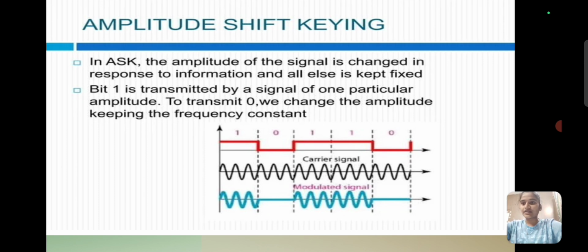Amplitude shift keying. This is nothing but ASK. In this, the amplitude of the signal is changed in response to information and all else is kept fixed. Bit 1 is transmitted by a signal of one particular amplitude. To transmit 0, we change the amplitude keeping the frequency constant. Here you can see how amplitude shift keying works. The first one is the message signal, the second one is the carrier signal, and the third one you can see is the modulated signal, that is nothing but the ASK signal.